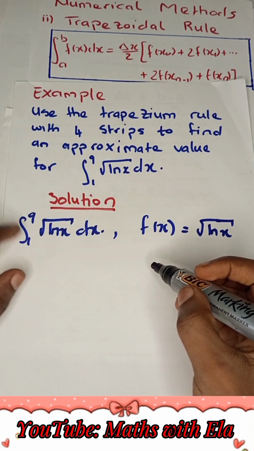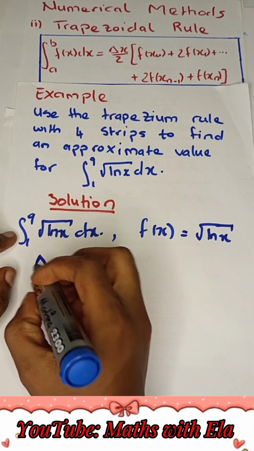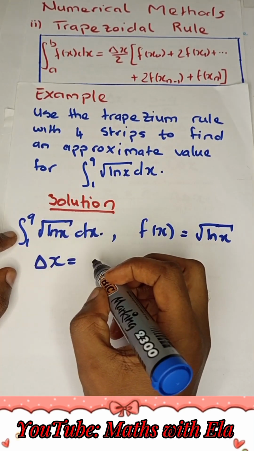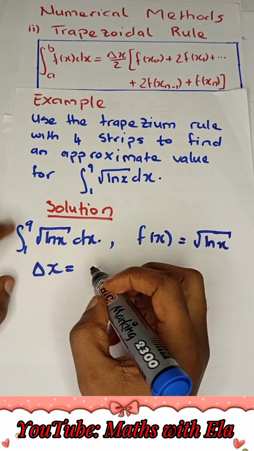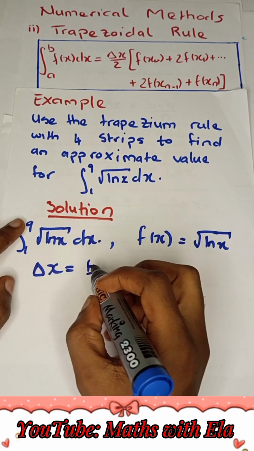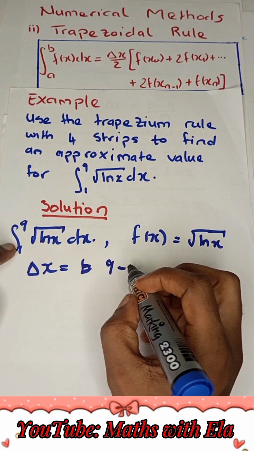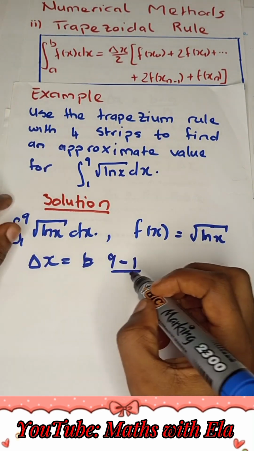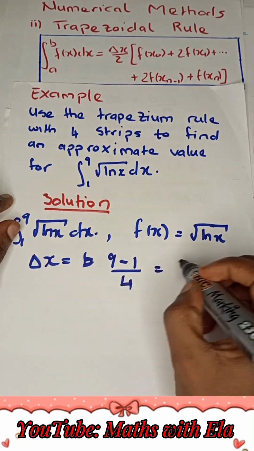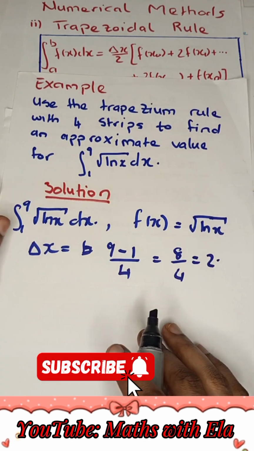Now the next thing we need in order to apply the trapezoidal rule is delta x. Delta x, we said, was b minus a on n. b is 9 minus a, 1, on n. They said 4 stripes, so our n in this case is 4. So that will be 8 on 4, and that gives us 2. So delta x is 2.